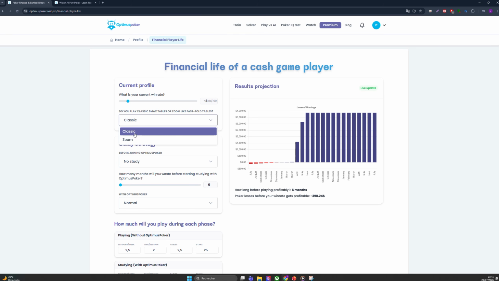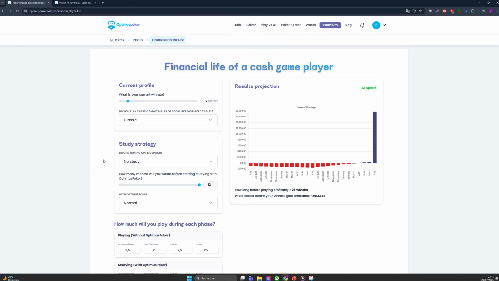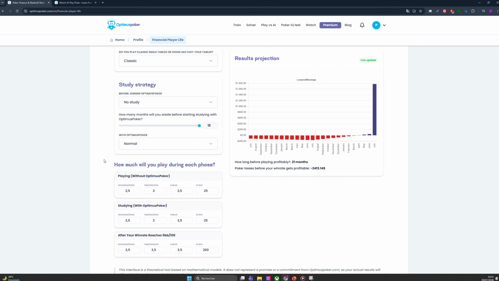He is playing classic poker tables, no limit 6-max, not Zoom tables. He doesn't study, of course. This guy won't study for 12 months because at some point every poker player understands that he should start learning the game, because in the end it's costly. But this guy is really slow in his mind, and it's going to take him 12 months to understand that he should start studying.